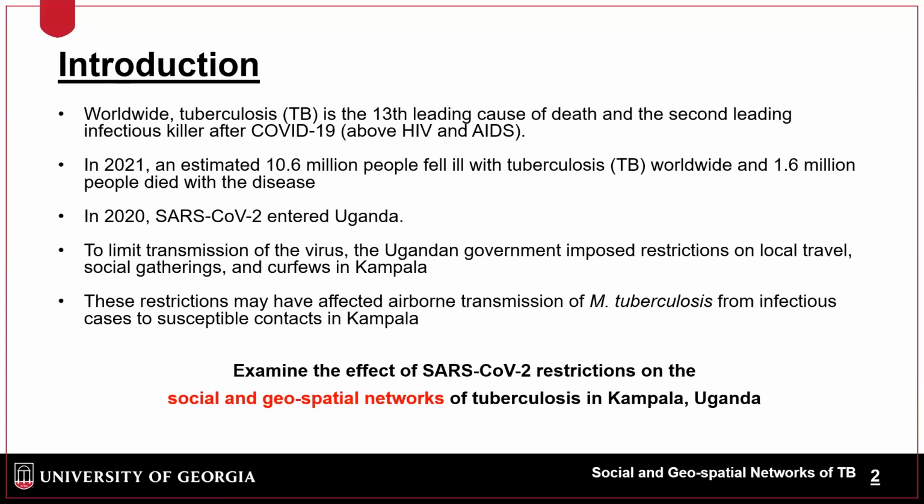In 2020, the SARS-CoV-2 entered Uganda. To limit the transmission of the virus, the Ugandan government imposed restrictions on local travel, so-called gathering, and curfew in Kampala. These restrictions may have affected airborne transmission of tuberculosis from infectious case to susceptible contact in Kampala. Therefore, we examine the effect of the restriction on the social and geospatial network of tuberculosis in Kampala.